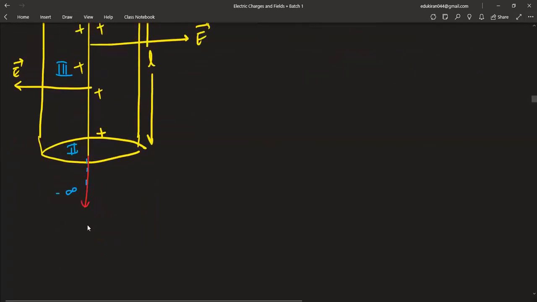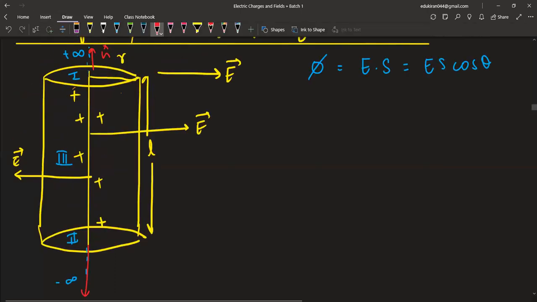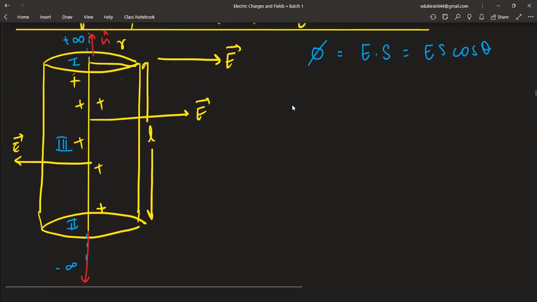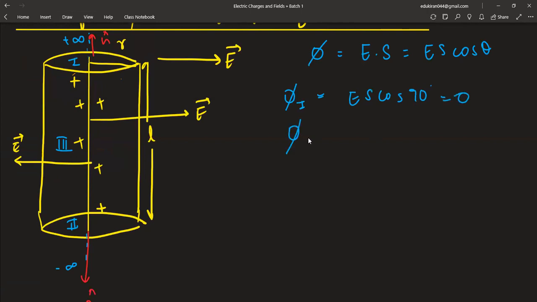Because when we plot the area vector n cap for the flat surfaces, it makes an angle of 90 degrees with the direction of the electric field, right class? So if the angle is 90 degrees, we have no flux due to the first surface or the second surface, that is, the flat surfaces. This would be ES cos 90 degrees, which is equal to 0. The second surface also is ES cos 90 degrees, equal to 0, right class?